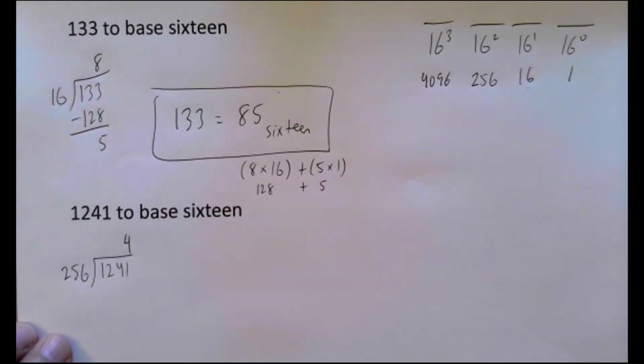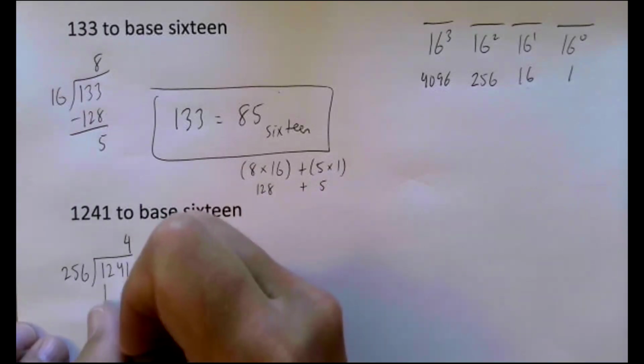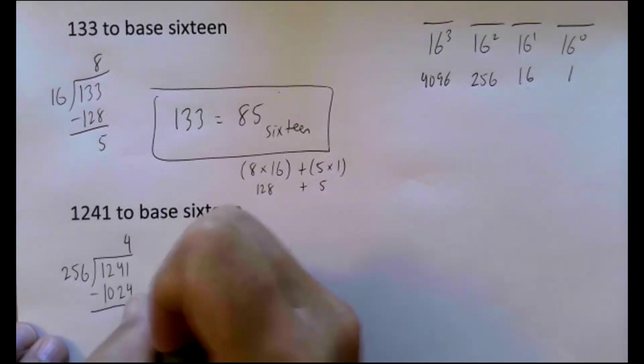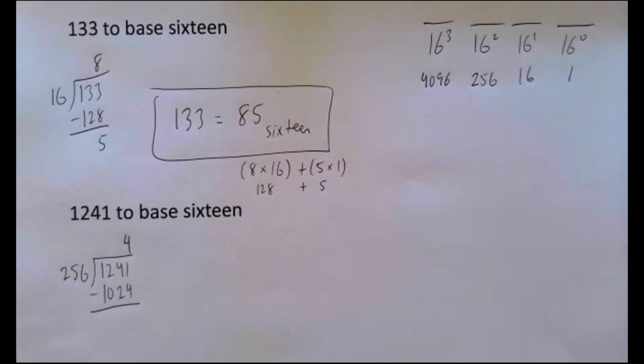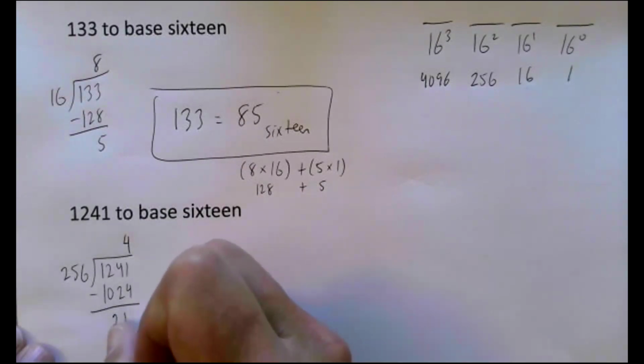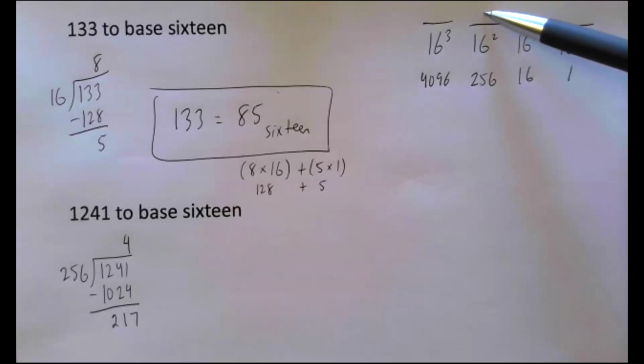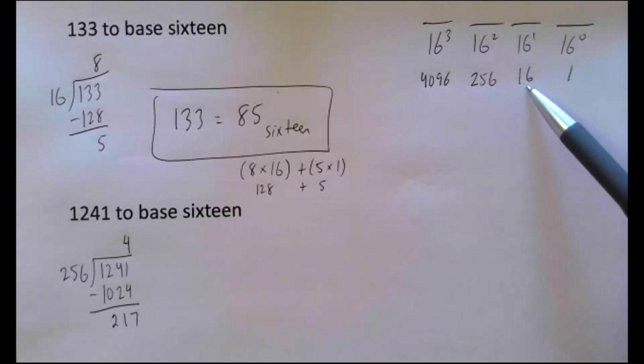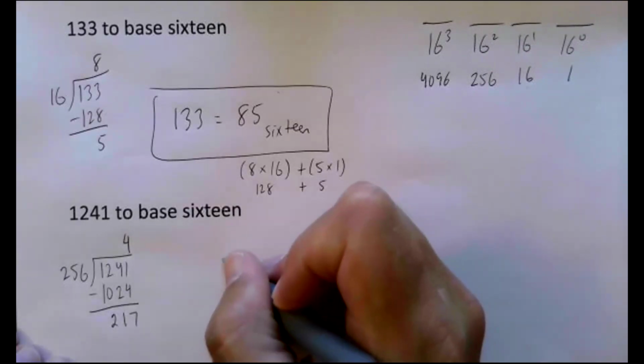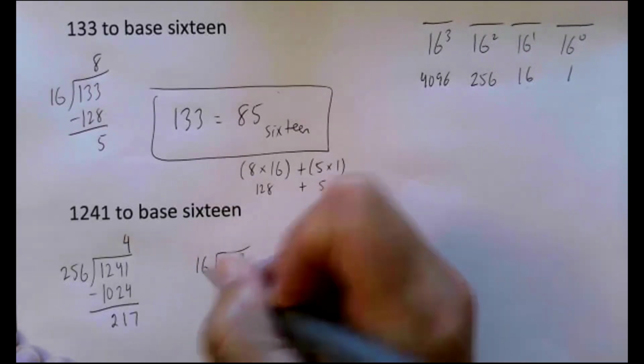Go ahead and do 4 times 256 to get 1,024, and go ahead and subtract. I'm getting 217. So I know in my answer we're going to put a 4 in the 256 position. I already know I'm going to have a 4 right here in my answer. But the next thing is to take your remainder and divide by the next place value over. So now I want to know how many times 16 fits into 217. In other words, I want to take 217 and divide by 16.